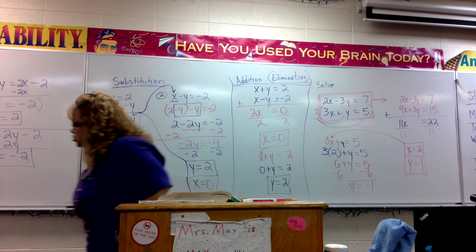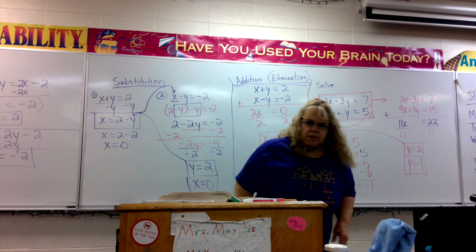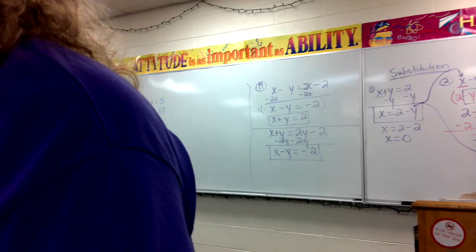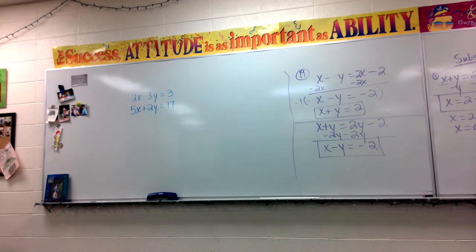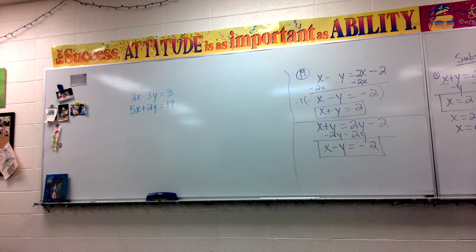5x plus 2y equals 17. I don't think anyone is on with us, so we won't care about them. 5x plus 2y equals 17. Now, are you looking at those?